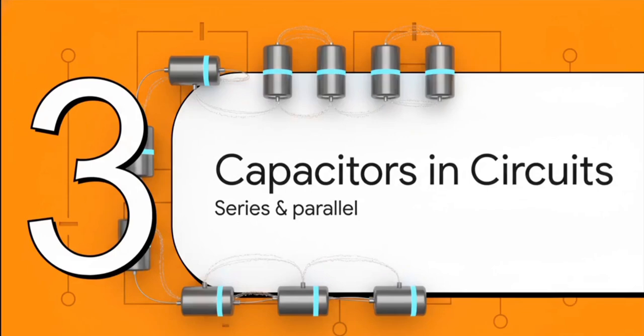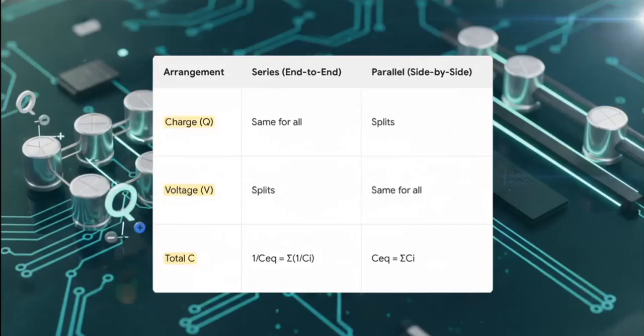So we've got a handle on a single capacitor. But what happens when you start linking them together in a circuit? Well, it turns out their behavior totally changes depending on how you connect them, end-to-end or side-by-side. Pay attention to this, because this is absolutely key for any circuit analysis.